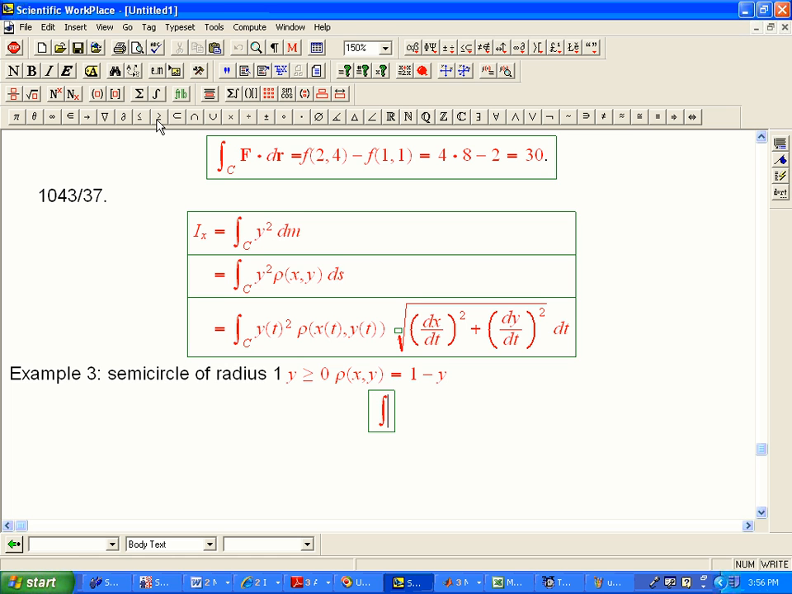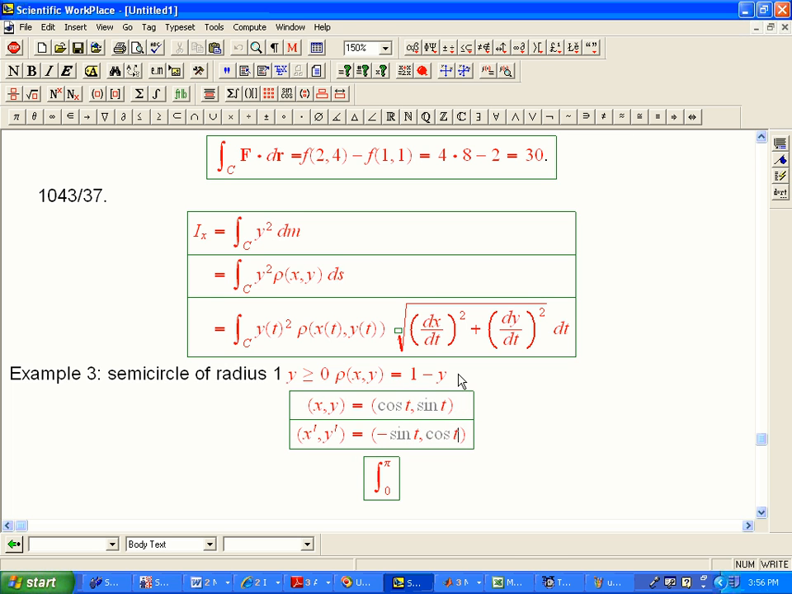Okay, so we're going to get the integral. The parameterization is going to be t from 0 to pi, and it's just going to be cosine t, sine t, so let's write that down. xy equals cos t, sine t. And now just x prime, y prime, that's simpler. But again, the three-dimensional case isn't different at all. It's just one more variable. Minus sine t, cosine t.